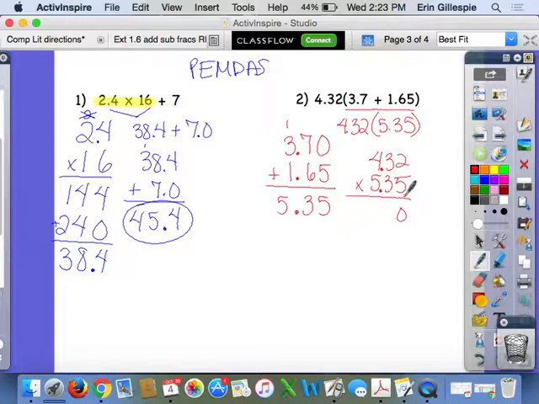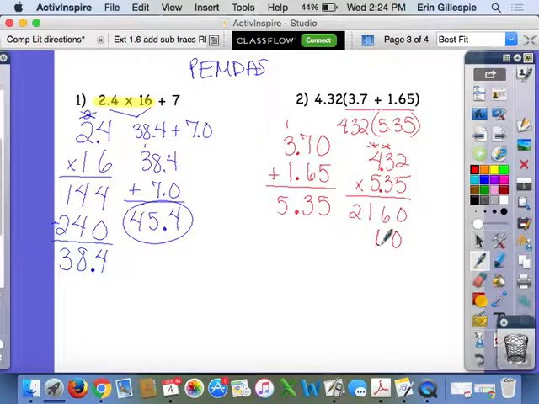2 times 5 is 10. 3 times 5 is 15, plus 1 is 16. 4 times 5 is 20, plus 1 is 21. Now, this was a 0, but it was a 0 because I did 2 times 5. I still need my placeholder 0 for my second row.